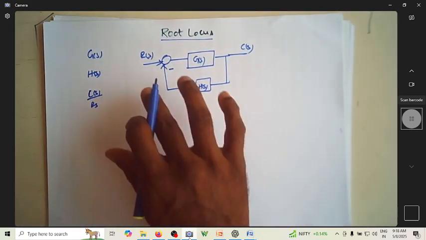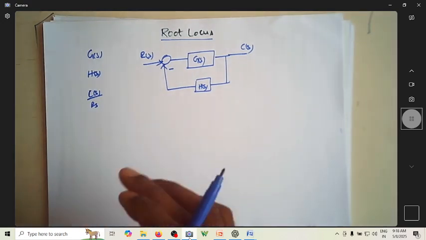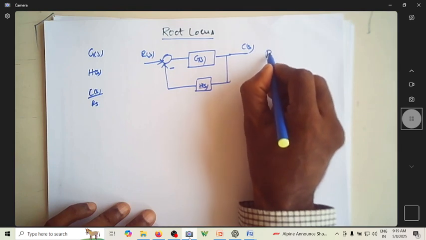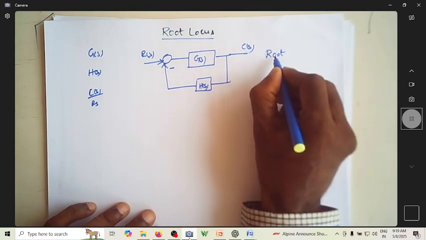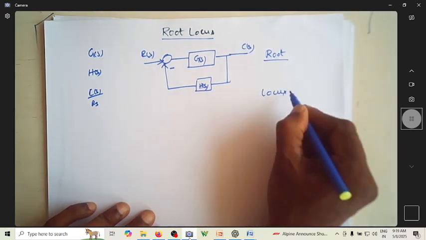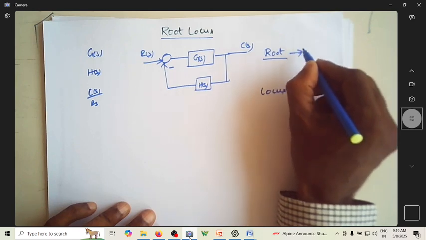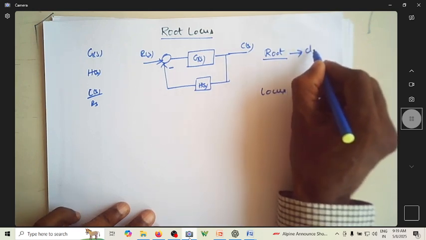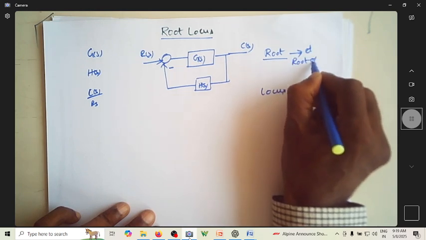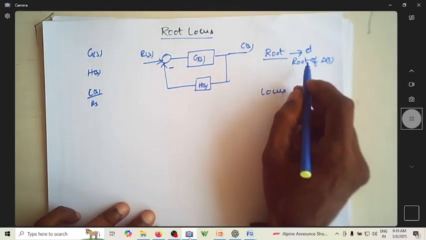Before we actually proceed with the actual control system, let us have a look at this word root locus. It is formed out of two words. One is root, other is locus. Here, we are talking about roots of the characteristic equation.